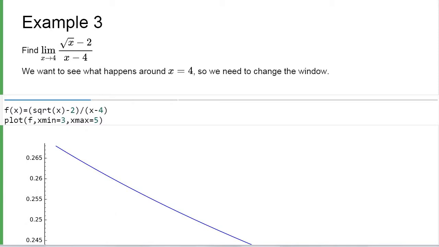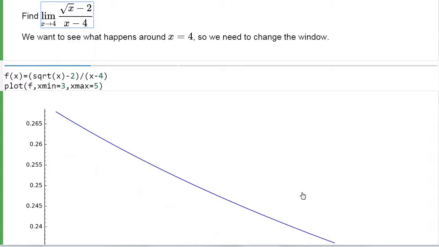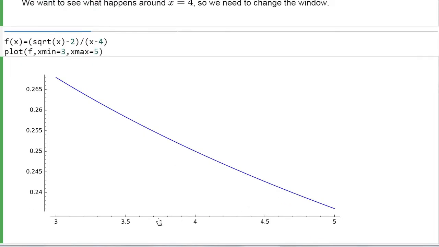Alright, example 3. X approaches 4. Again, this function is not defined at x equals 4 because you get division by 0 here. But near x equals 4, here's the graph. So I want to see what happens at 4. So I put my x min at 3 and my x max at 5, so we can see what happens near 4. So here's at 4, and it looks like this function actually does go somewhere. When x is close to 4, the function looks like it's close to 1/4.